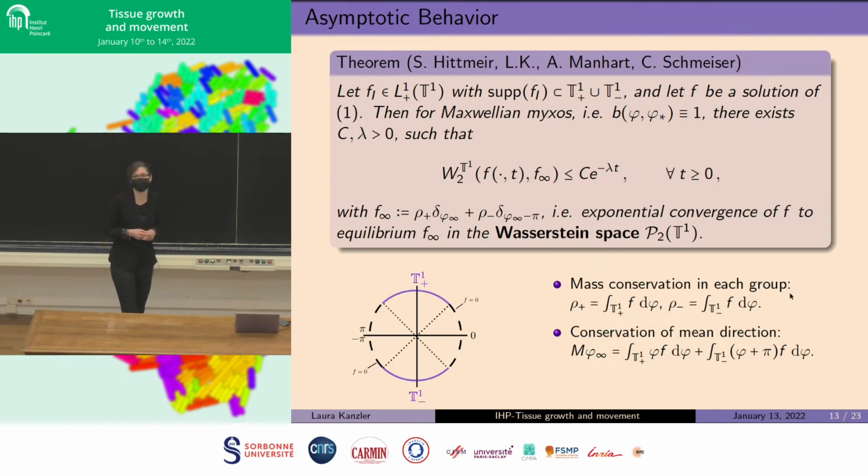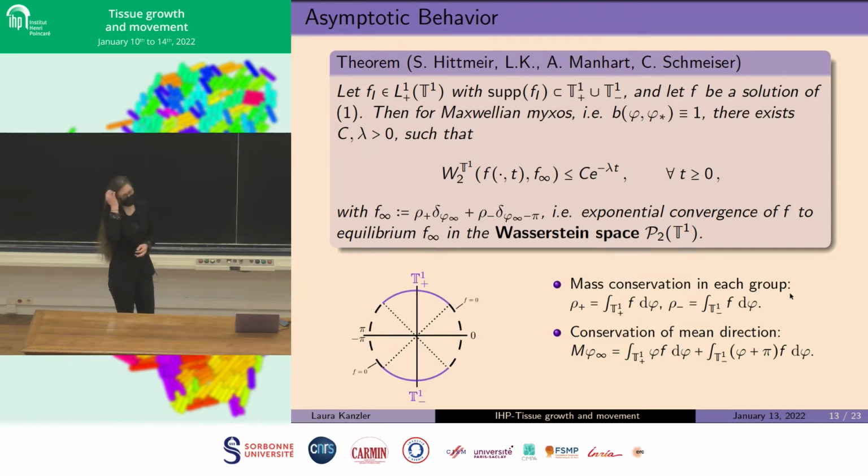This equilibrium F infinity consists of the sum of two Diracs, centered at an equilibrium angle phi infinity, which is a conserved quantity under some assumptions, and exactly its opposite. Convergence to such an equilibrium is actually also what we expect, because having in mind our videos from before, we have disaligned bacteria moving in one direction, meeting a wave of aligned bacteria moving exactly in the opposite direction, colliding, being repelled from each other, and so on and so forth. So this is actually what we expect.